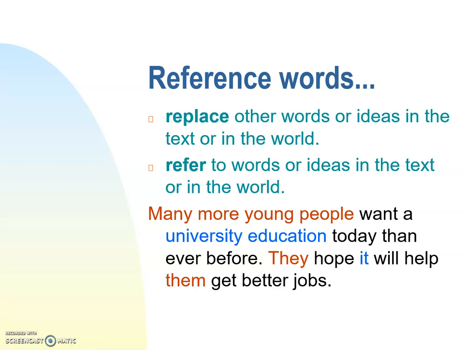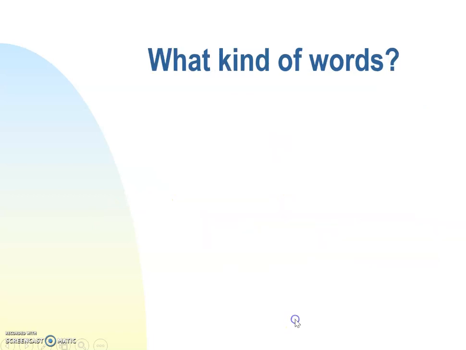Let's listen to what it sounds like if we didn't use reference words or pronouns. Many more young people want a university education today more than ever before. Many more young people hope university education will help many more young people get better jobs. The text doesn't flow. It repeats. So we use pronouns like they and it and them to replace a group of words.